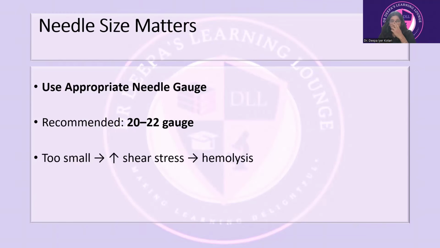But if you have to take it with a needle and a syringe, then use only 20 to 22 gauge, and do not go smaller than that. The smaller the needle, the higher the chance of hemolysis. Whenever there is a small needle, the RBC has to maneuver through a small passage, and that causes shear stress and increased hemolysis. So the needle size also matters.